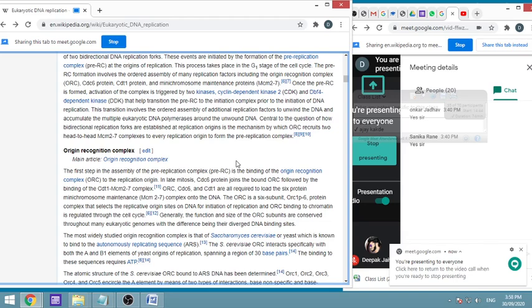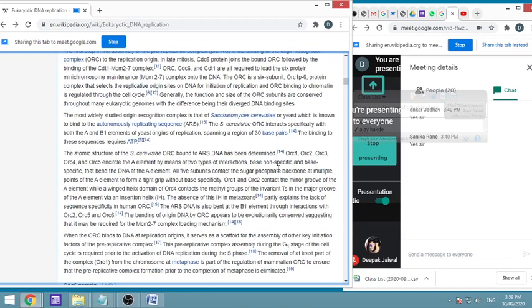This will cause the next activity, in late mitosis. The proteins we have seen, like ORC, CDC6 and CDT1, are all required to load the six proteins MCM 2 to 7 onto DNA. This six subunit protein complex will select the replicative origin sites, and it will keep ORC bound to chromatin through the cell cycle, and accordingly this will cause the next stages.